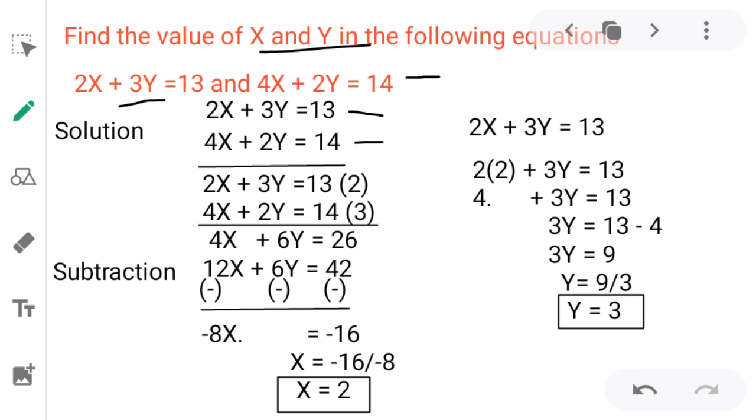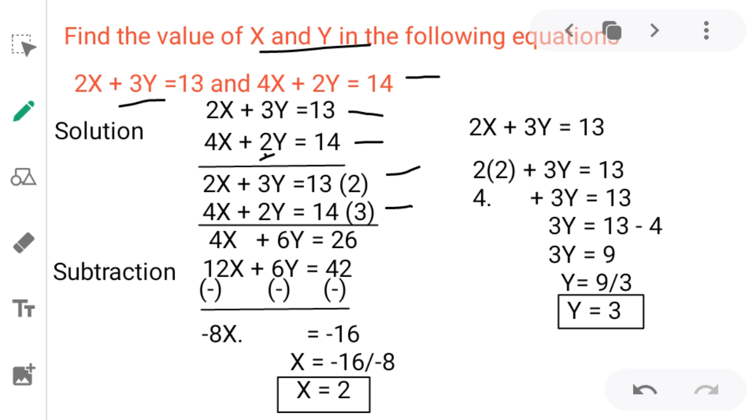So let's first make the coefficients equal. For that we have to multiply. First we have to decide which alphabet we are going to cancel. I have decided here to cancel y. The coefficient of y in the second equation is 2, so multiply the complete first equation by 2. And the coefficient of y in the first equation is 3, so multiply the complete second equation by 3.